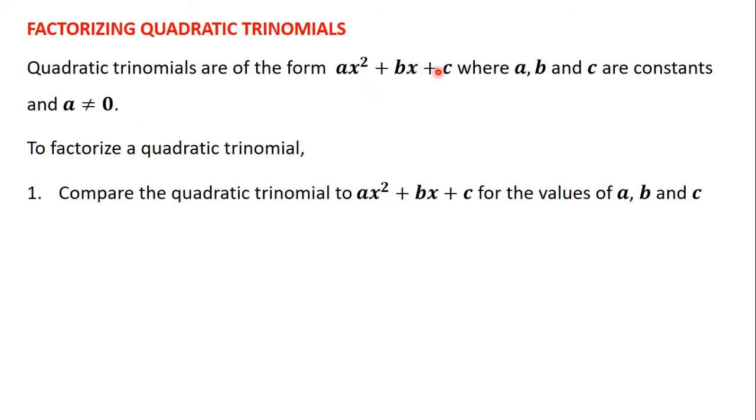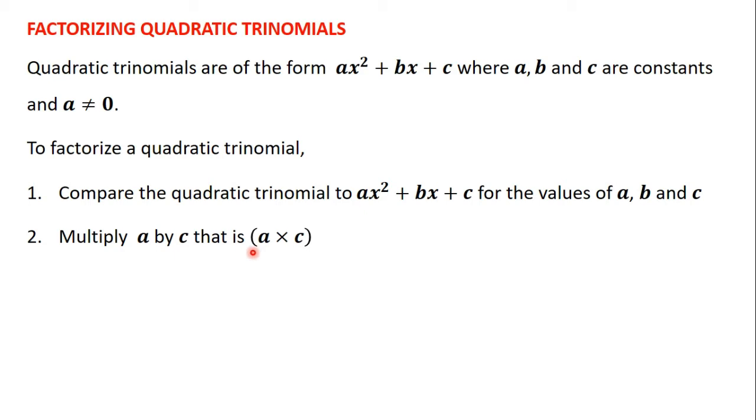In order to factorize a quadratic trinomial, the first thing you have to do is to compare the quadratic trinomial to ax squared plus bx plus c for the values of a, b, and c. So when you are given a quadratic trinomial to factorize, you compare it to the general form of a quadratic trinomial, which is ax squared plus bx plus c. And this will help you to get the values of a, b, and c.